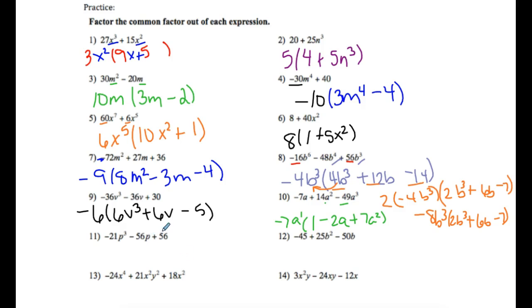Negative 21, 56, and 56 all have a negative 7 in common. I can't take out a p because the last term doesn't have a p, so I have to leave the p in. Negative 21 divided by negative 7 is 3, and I'm going to have a p cubed. Negative 56 divided by negative 7 is 8, and then I have a p, and then I'm going to have a negative 8. The reason why they have different signs is they started with different signs up here.